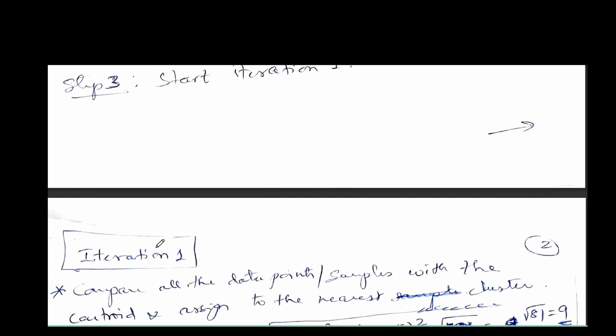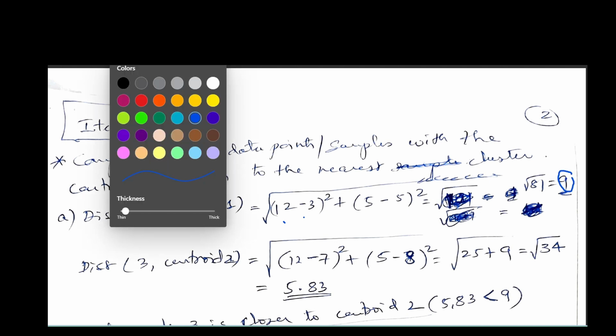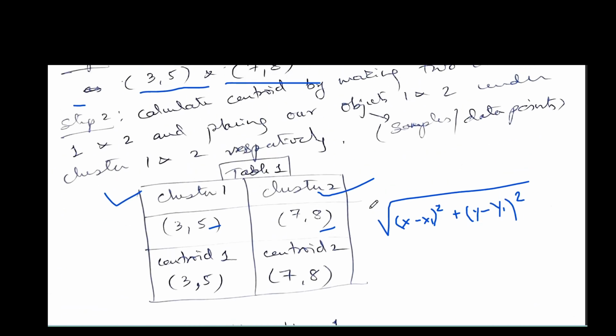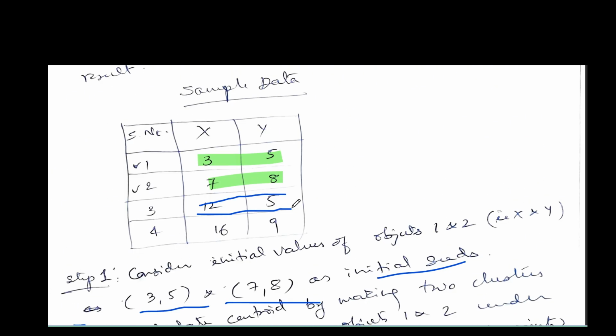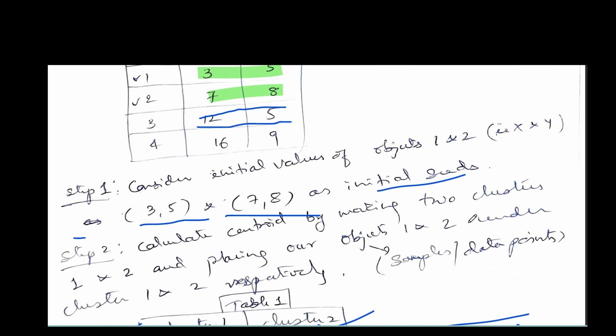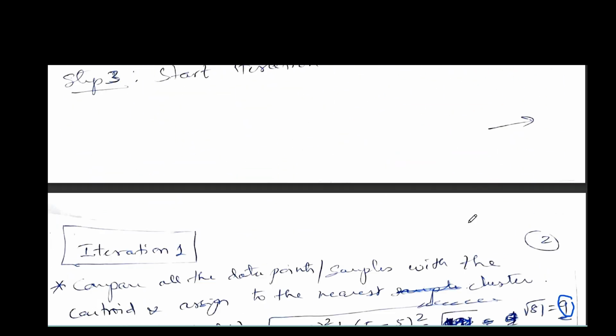See here, iteration 1. Now 12 minus 3 gives us a value of 9. You can see here the value is 9 for it. Now where does this come from? That is nothing but this point 12, 5. We use the first centroid 3 comma 5 and this formula, which means 12 minus 3 plus 5 minus 5.